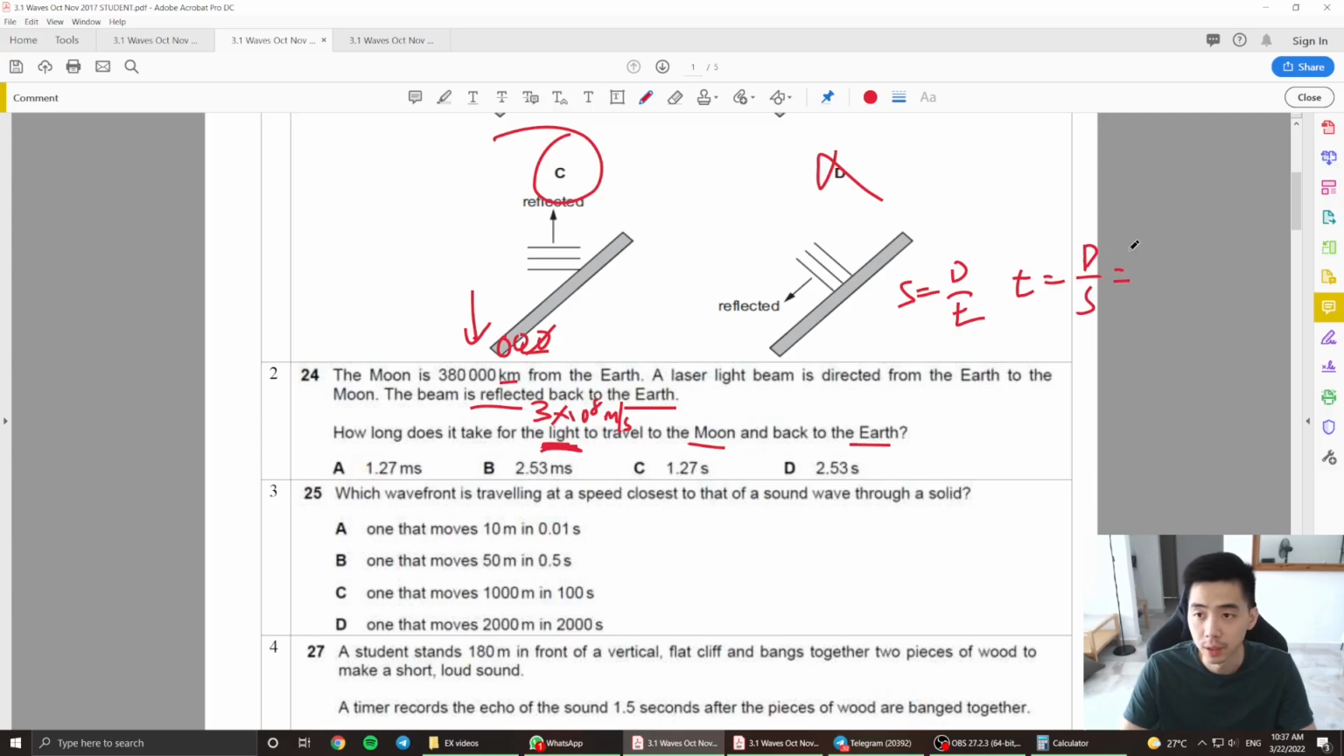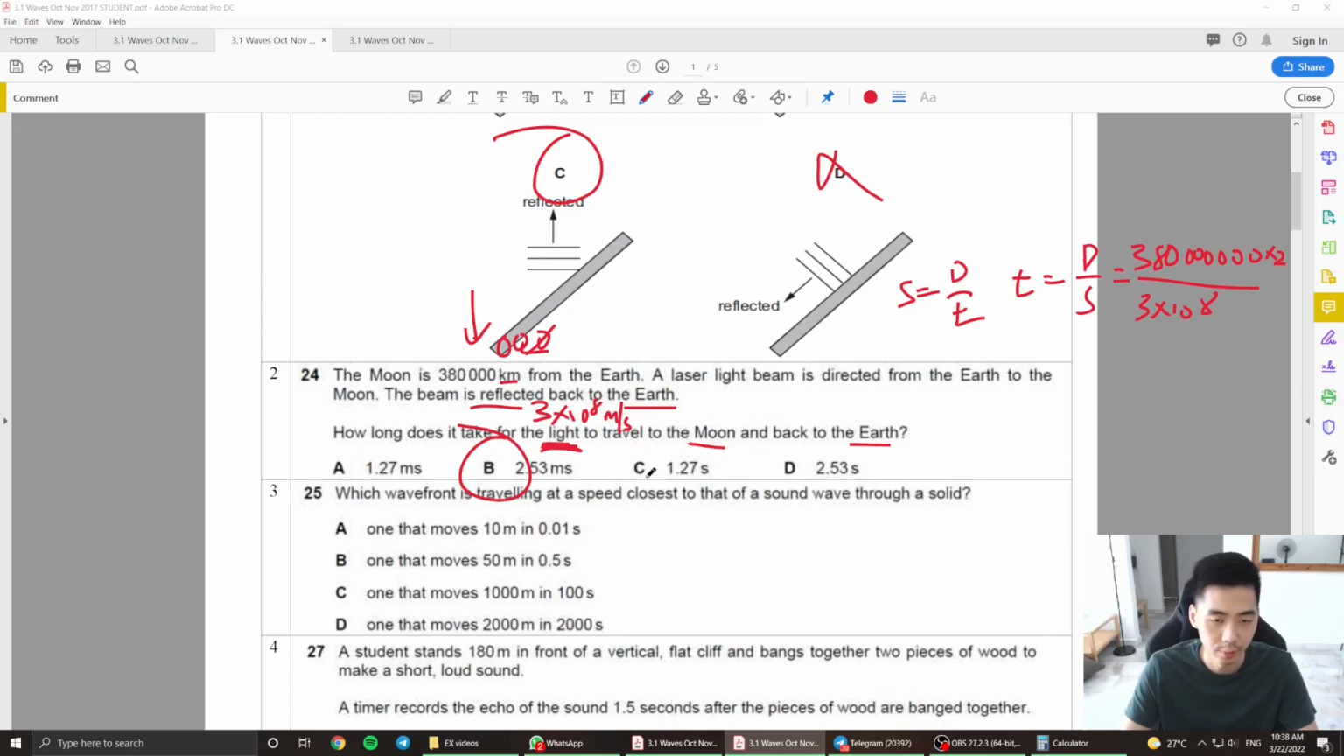Your distance will be 380,000 multiplied by 2 divide by the speed, which is 3 times 10 to the power of 8. This one here, you'll definitely need a scientific calculator, which is going to be 380,000,000 times 2 divide by 3 times 10 to the power of 8. Press that into your calculator and you will get a very nice answer of B, 2.5.